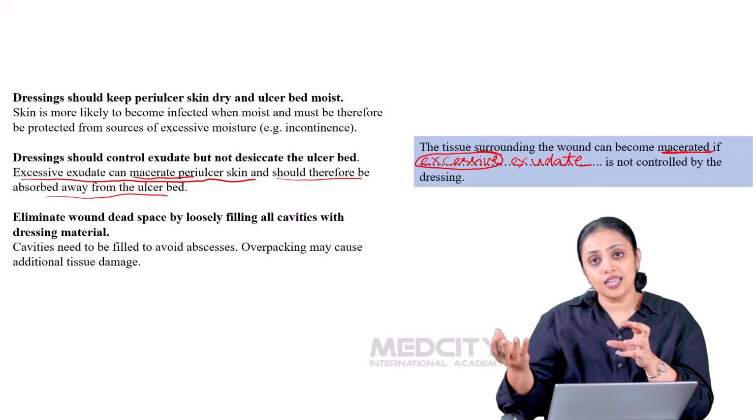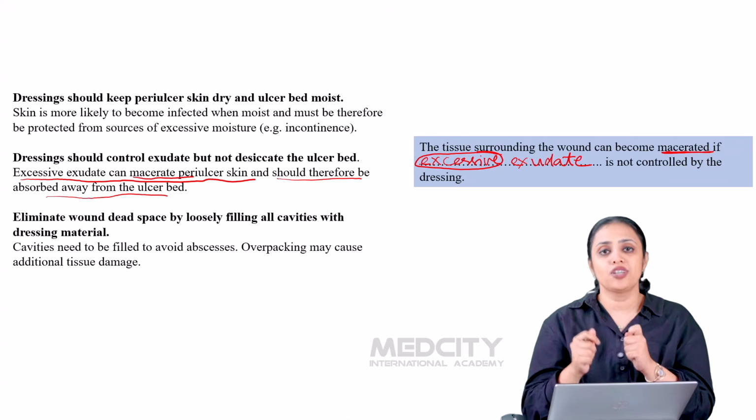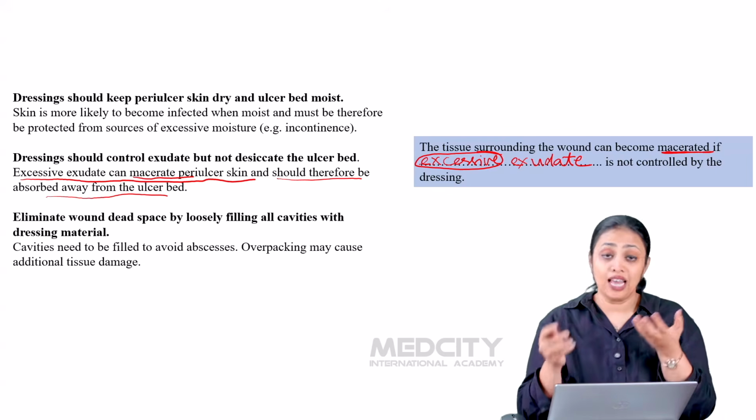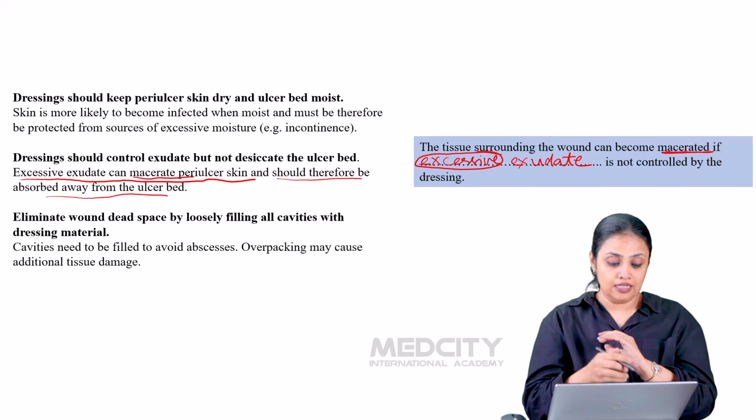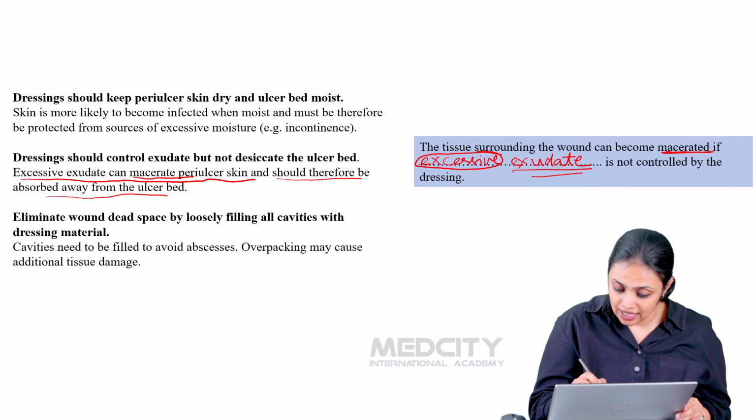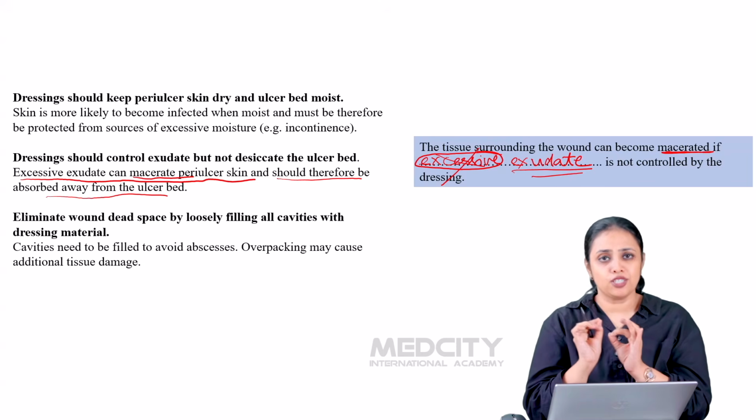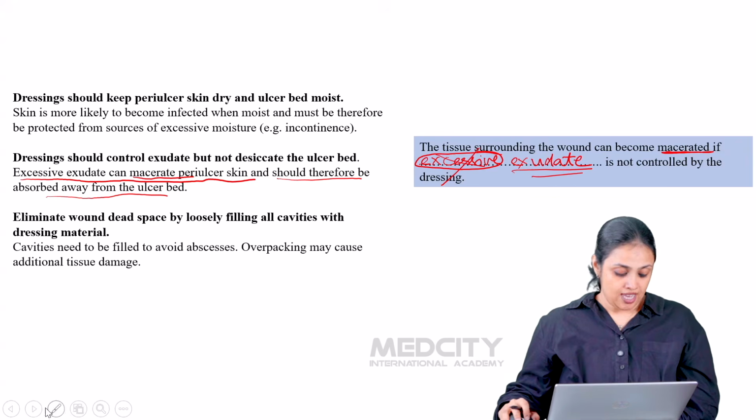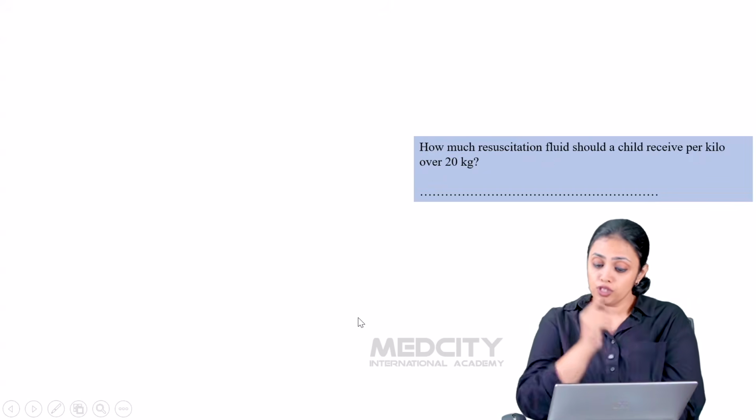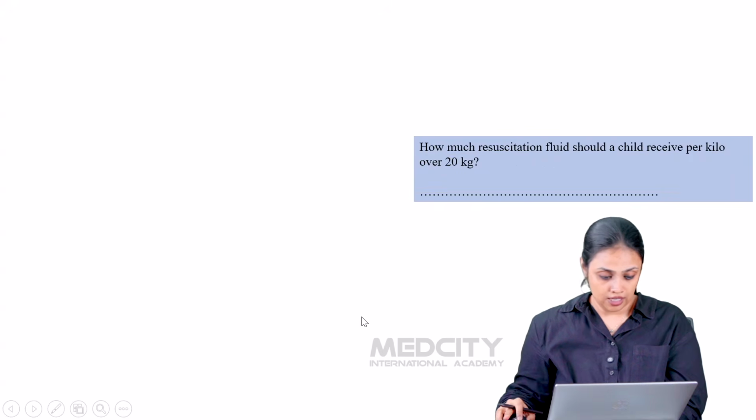Excessive exudate is the result of what? Not controlling the exudate. So what you need to control or restrict is just exudate. If it is not controlled, it will result in excessive exudation and that excessive exudation will macerate the skin. So what has to be controlled with the dressing is just exudate and not excessive exudate. So these are certain areas where you will have to apply a bit of extra thinking. Now we shall move on to the next question. How much resuscitation fluid should a child receive per kilo over 20 kg? This is another interesting question. I'll show you the text.